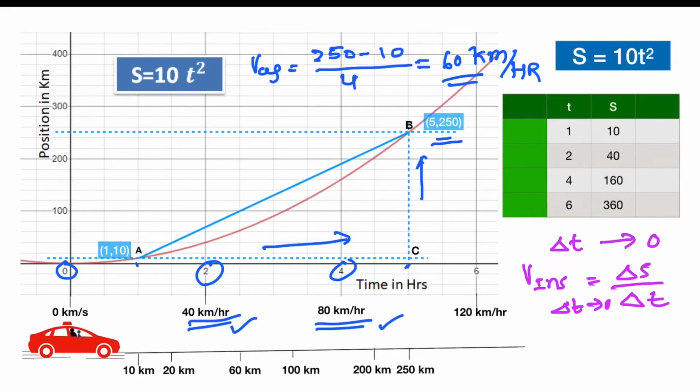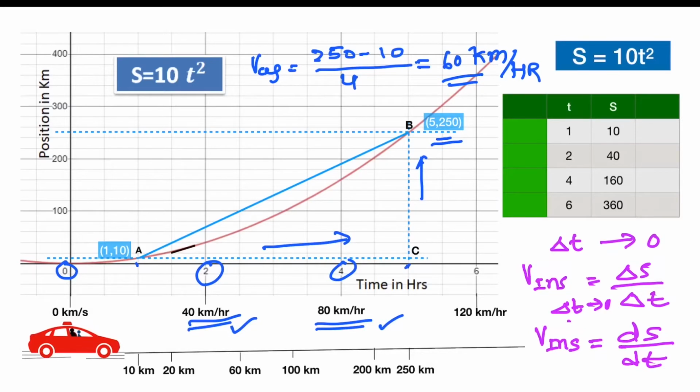Now this particular relation, del S by del t when del t tends to 0, is the derivative of S with respect to t. So we can write the instantaneous speed v as ds by dt, the derivative of displacement with respect to time. Now on the graph, this ds by dt is nothing but the slope of the curve on the s-t graph at any instant of time.